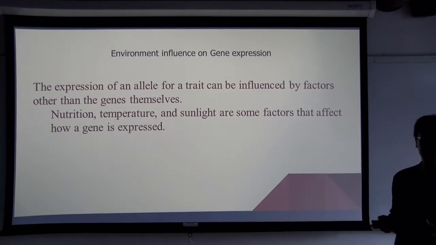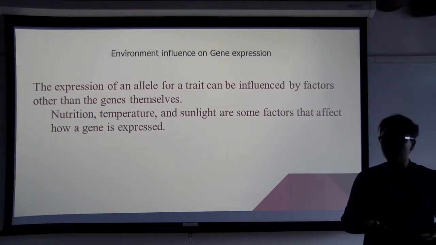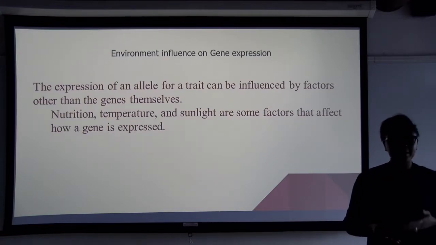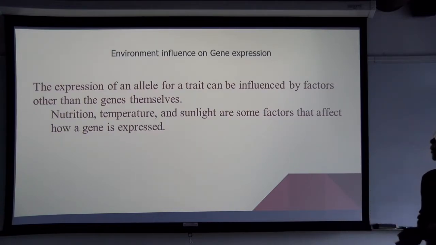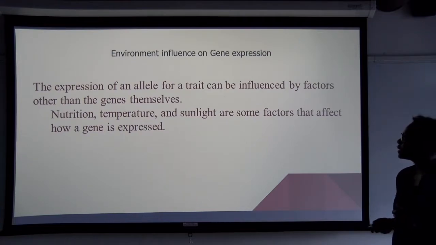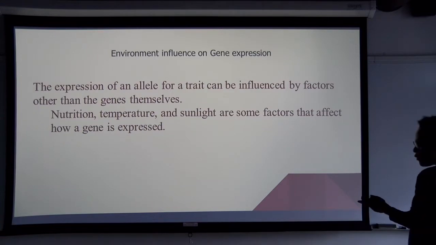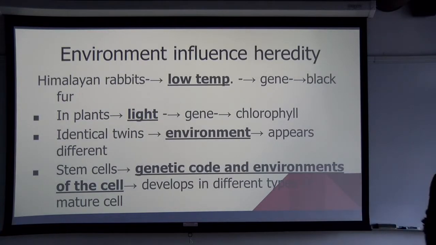We see that in plants. During the fall, we see different variations of colors in the plants. That's triggered by the change in temperature. So sunlight can affect the expression of genes, and so can location and nutrients. These are all factors that can affect it. Here are a few examples you may have covered in class.